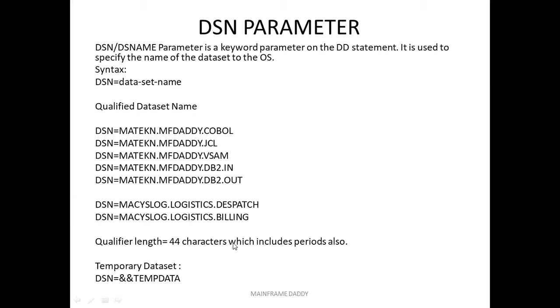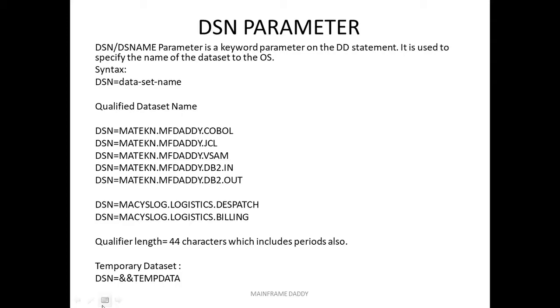44 characters long, which includes periods also. The dot is called a period, and the total length you can give for creating a dataset is 44 characters. You cannot exceed 44 characters. If you try to exceed 44 characters, it will throw an error.